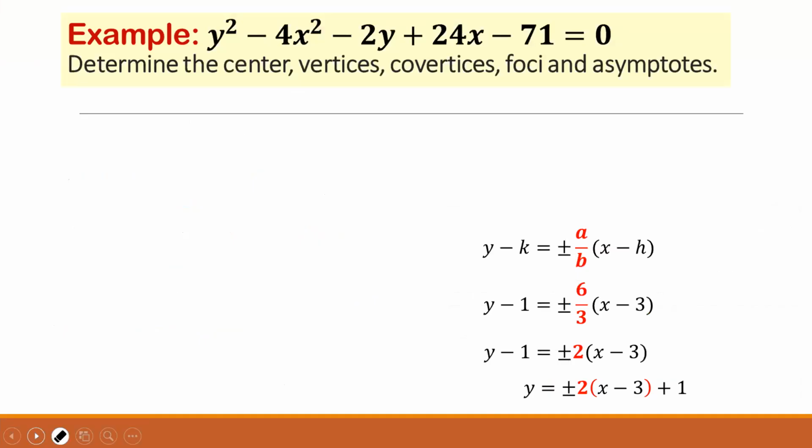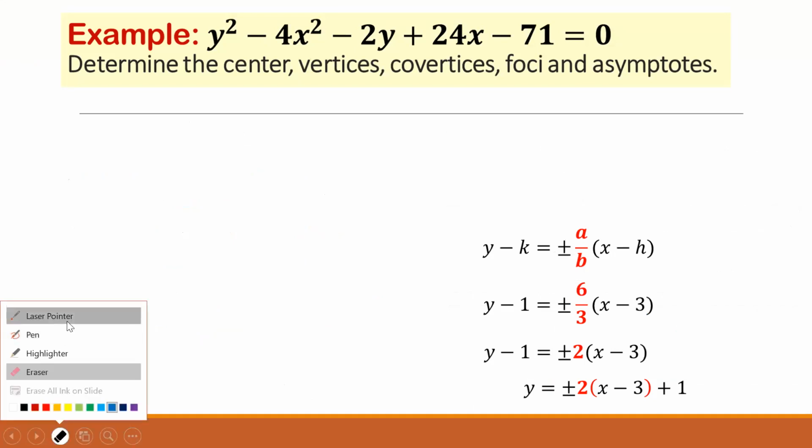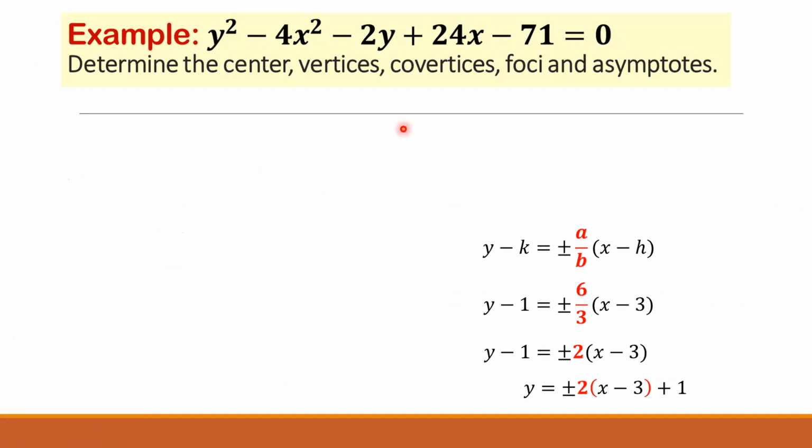Now for this example, sorry for that animation, an animated part of our solution. Let's determine the center, vertices, covertices, etc. of this hyperbola, which is in general form. Since it is in general form, we have some algebraic tasks to do. We combine all the y terms here, and then the x terms here.